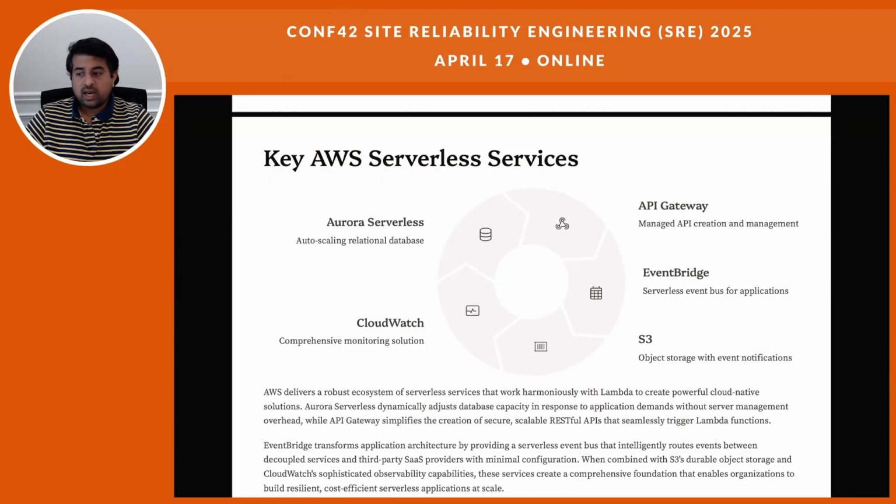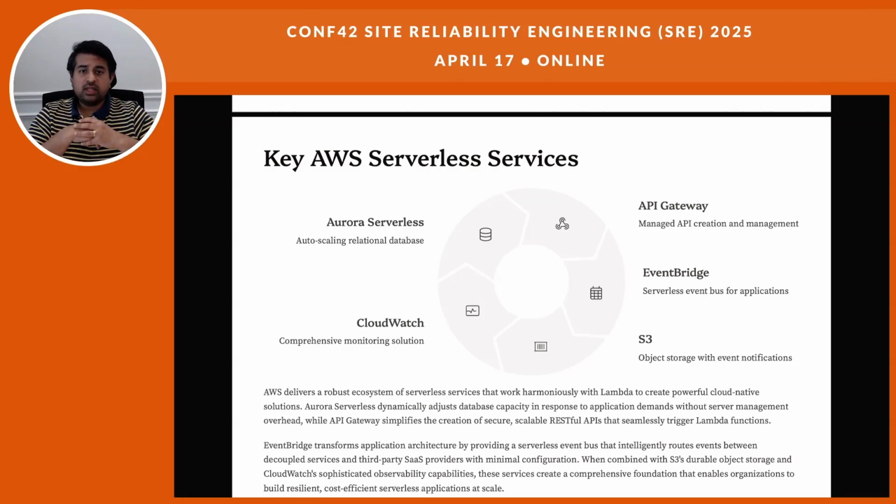Now let's take a look at the key AWS serverless services. AWS builds a robust ecosystem of serverless services that work harmoniously with Lambda to create powerful cloud-native solutions. So let's take a look at Aurora Serverless. It dynamically adjusts database capacity in response to application demands without server management overhead.